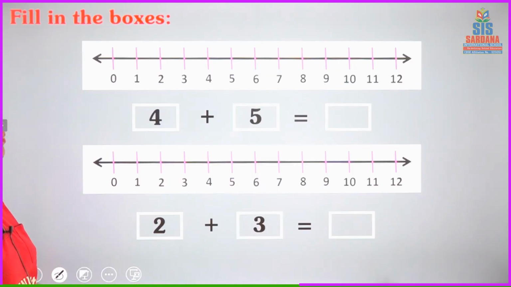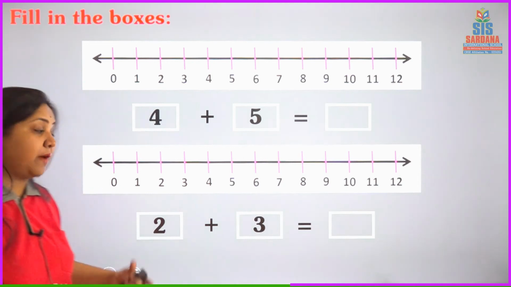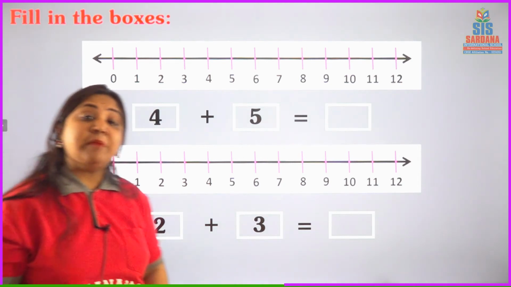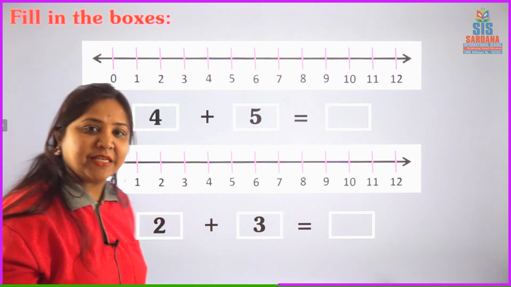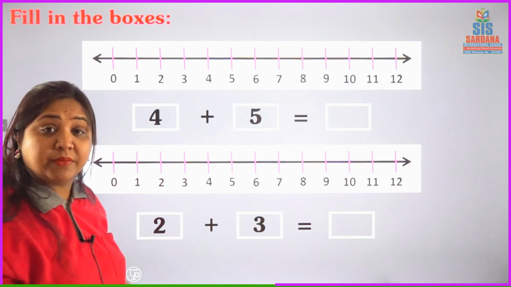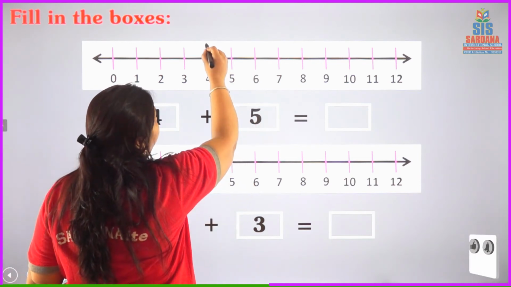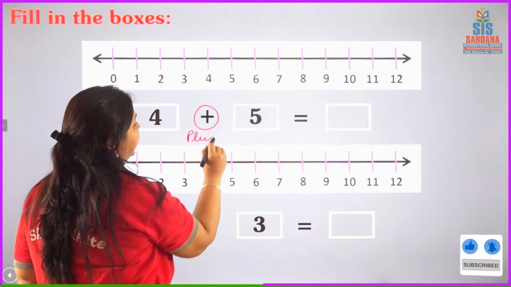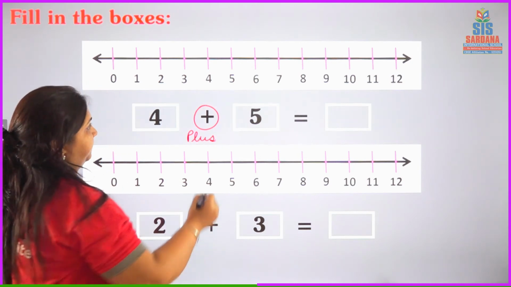fill in the boxes. Just look at here. The question is given to you and the answer you have to fill in these boxes. 4 plus 5. Just tell me from which number I will start? Yes, very good. Start with this first number, that is 4. And how many steps forward I will go? Why forward? Because it's a sign of plus. We are doing addition. We use this sign when we do addition, when we put the things together.